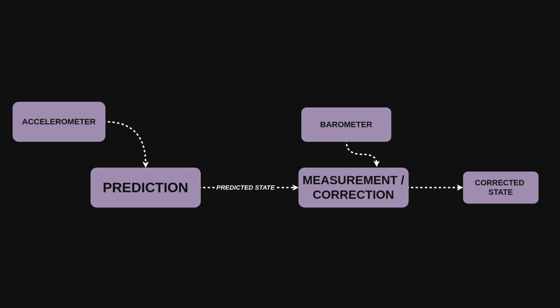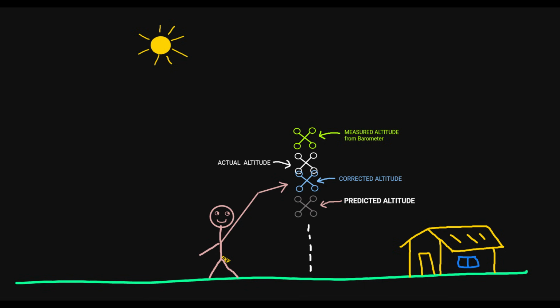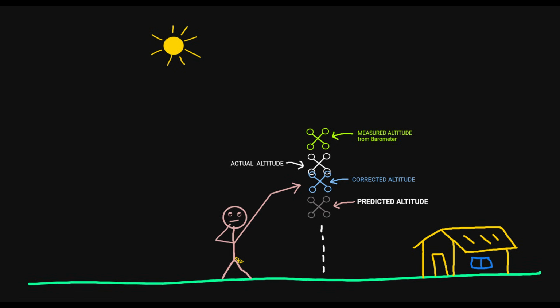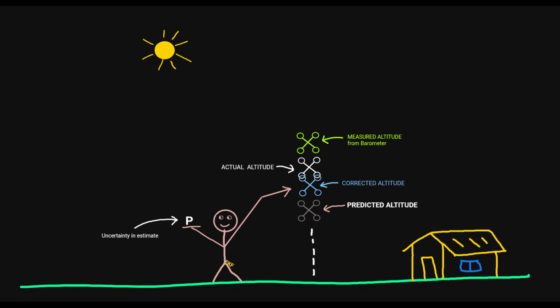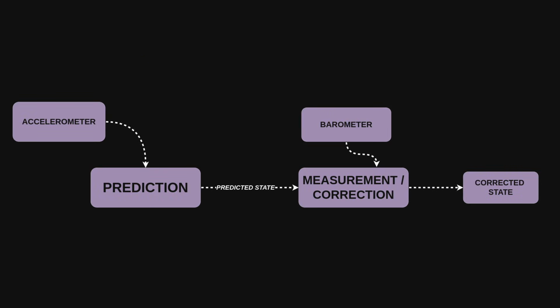During the measurement or correction stage, the measured altitude is combined with the predicted altitude to get a new estimate. The Kalman filter is like, this is where I estimate your drone to be, but I have my doubts, and this is how uncertain I'm about it. The estimated covariance matrix signifies the uncertainty in the estimate after we combine the prediction with the measurement from the barometer.